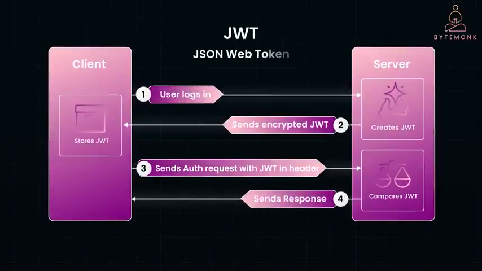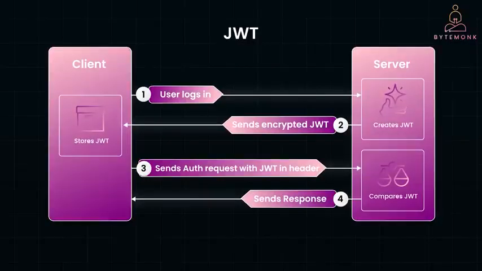JWT, which stands for JSON Web Token, is a compact stateless mechanism for API authentication. When a user logs into an application, the API server creates a digitally signed and encrypted JWT that includes the user's identity. The client then includes the JWT in every subsequent request, which the server deserializes and validates. The user's data is therefore not stored on the server side, which improves scalability.